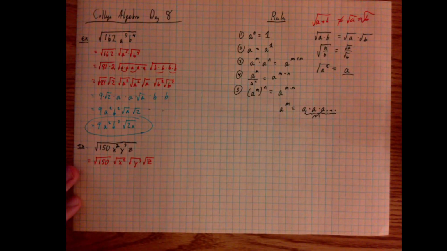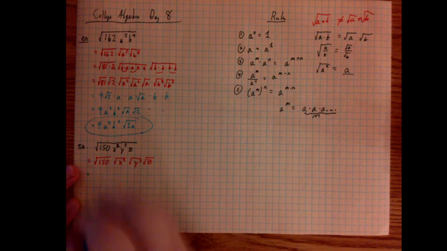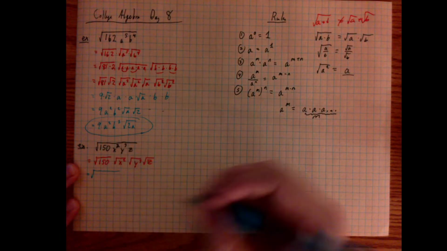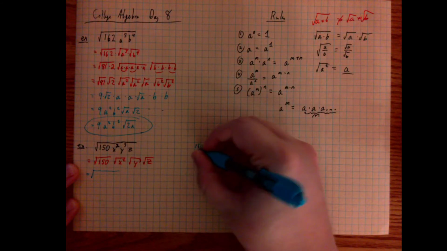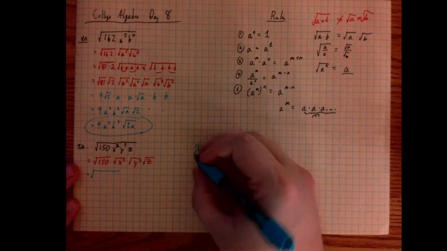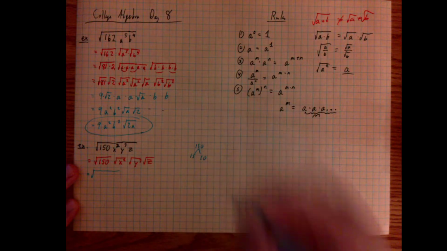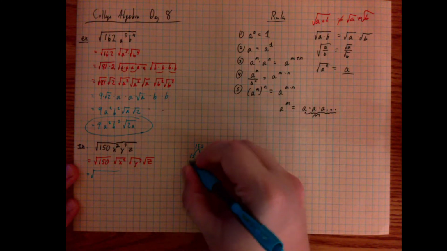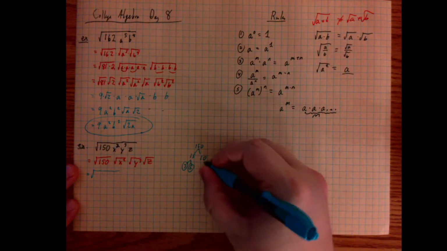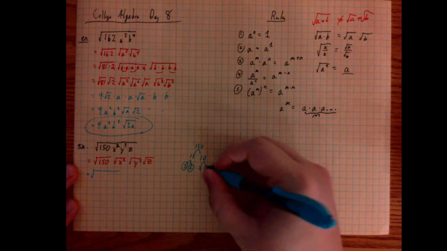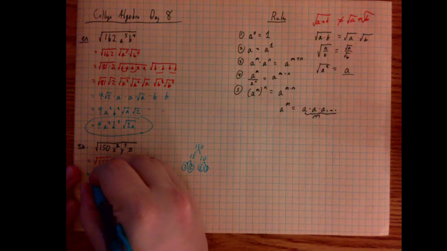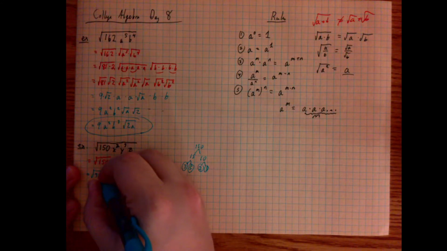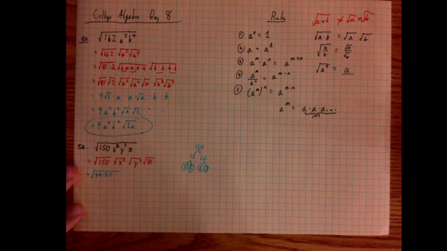So now I can start splitting these things apart. The square root of 150, let's see, I don't know my 150 very well, so I can break it down into my little tree. 15 and 10 would be a good one. Now 15 breaks down into 3 and 5. 3 and 5 are my prime factors. 10 would be 2 and 5. Those are my prime factors. This becomes 3, 5, 2, 5, all multiplied.